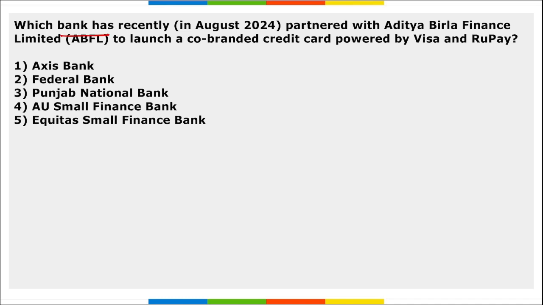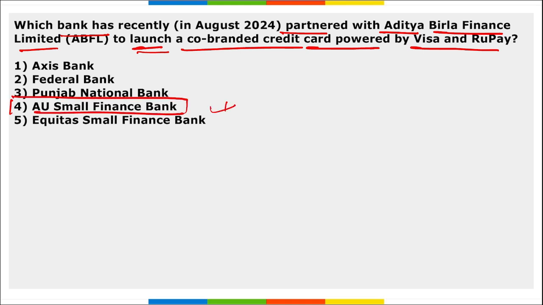Next, which bank has recently partnered with Aditya Birla Finance Limited to launch a co-branded credit card powered by Visa and RuPay? So it is AU Small Finance Bank. They have partnered with Aditya Birla Finance Limited, correct? And it is basically to launch a co-branded credit card powered by Visa and RuPay.